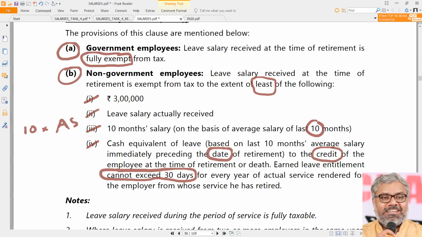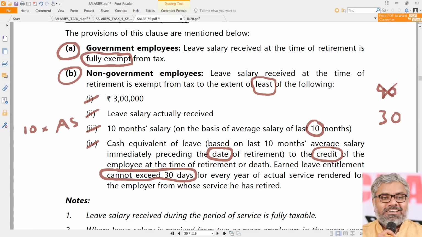Then naturally the question comes, sir, what if the employer-employee agreement says that a person is entitled to a leave of 40 days? Then what? No. That is not what is permissible here. We have to take only 30 days of leave for each completed year of service. 30 days only, but not 40 days. So here calculations have to be done very carefully.